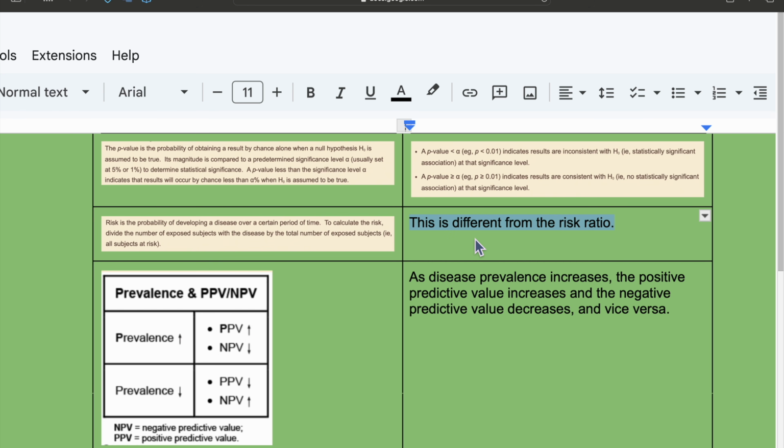Well, I'm wrong then. What is it? Let's see. To calculate the risk, divide the number of exposed subjects with the disease by the total number of exposed subjects, that is all patients. Okay. It sounds the same, but it's different from risk ratio.